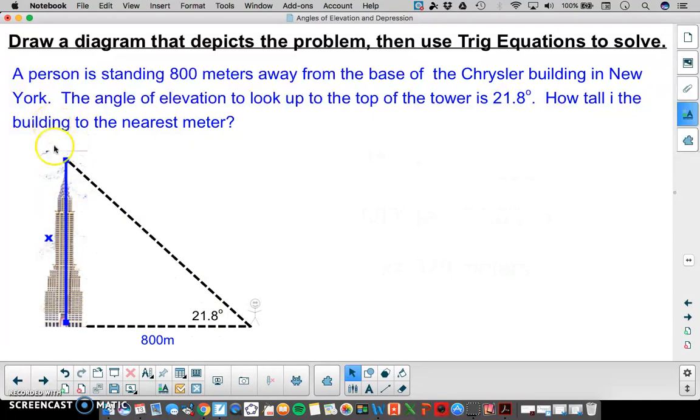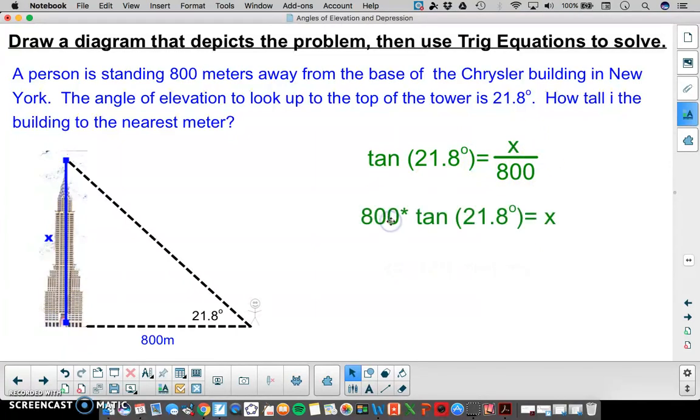Well, notice what we've set up here. We've set up a right triangle where we know one of the acute angles and we want to solve for one of the sides of that right triangle. So we know we can use sine, cosine, or tangent. The x is opposite from the 21.8. The 800 is adjacent. So we could use tangent of 21.8 degrees equals the opposite over adjacent. When we solve this trig equation, we get 800 times tan of 21.8 degrees, and we get approximately 320 meters.